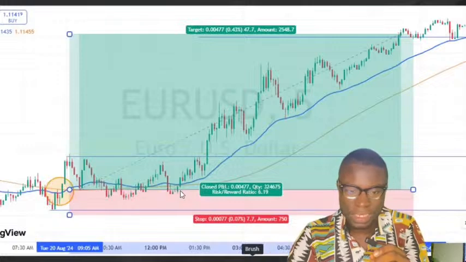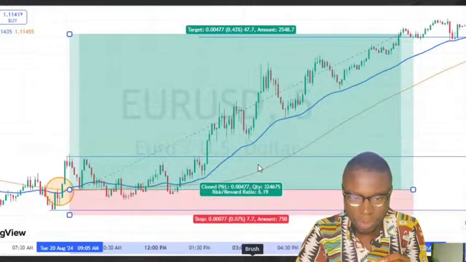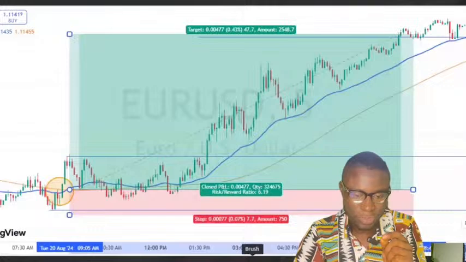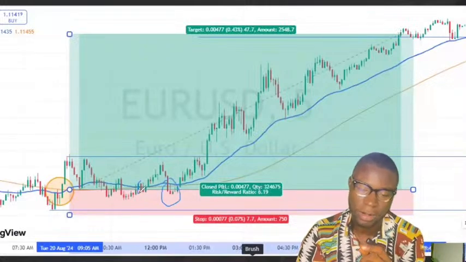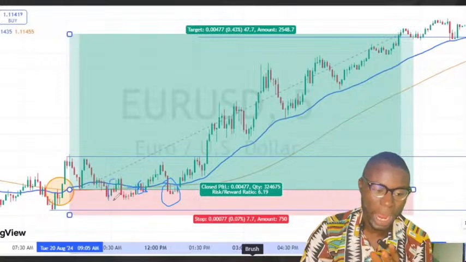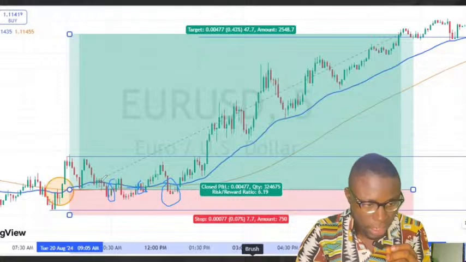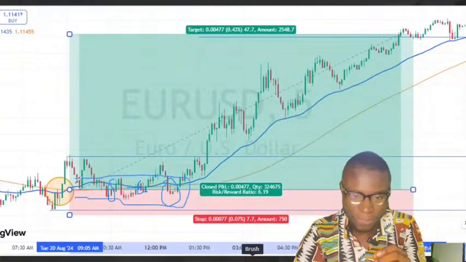So you have to allow it to move to an extent in your favor before you start using the moving average. That is when you will know which of the moving averages price is respecting. Like here, you can't tell which one is respecting. It's not respecting anything here. So you will not use the moving average here as your trailing stop until price has moved to an extent.